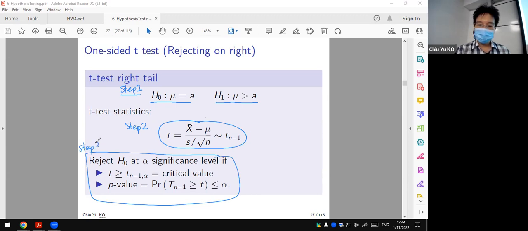And you can easily see that it's almost the same, right? The only thing that changes is just here. If I have sigma, I have z here, then everything will mean the same. So the only difference is I replace sigma by s and z by t with n minus 1. The reason is this is the distribution of the test statistic, right?